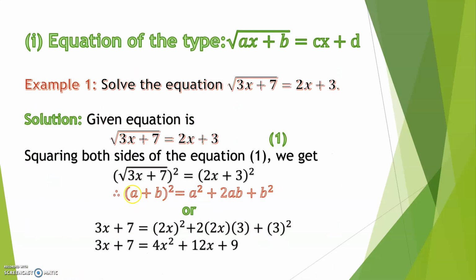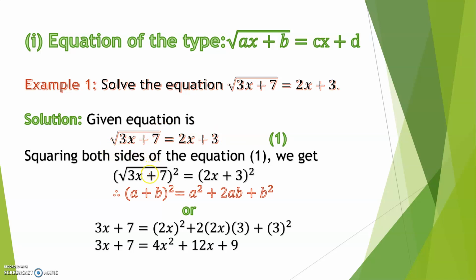Now we will discuss the equation of the type 1, that is square root of ax plus b is equal to cx plus d. We will discuss the procedure by solving the example 1. Solve the equation square root of 3x plus 7 is equal to 2x plus 3. Given equation is square root of 3x plus 7 is equal to 2x plus 3 and is labeled as equation 1. Now we have to simplify this square root sign. So we will take square on both sides.